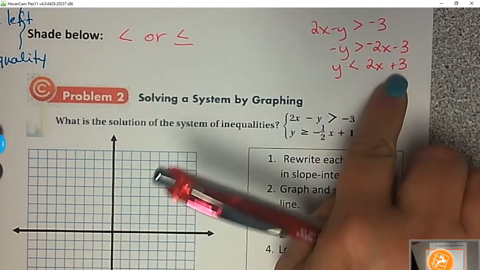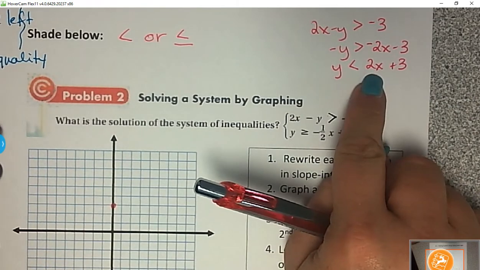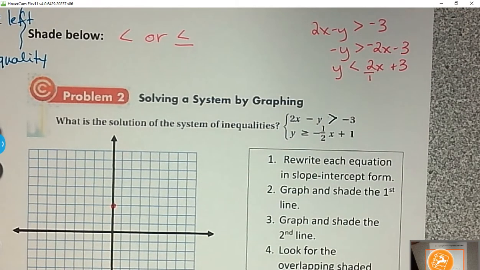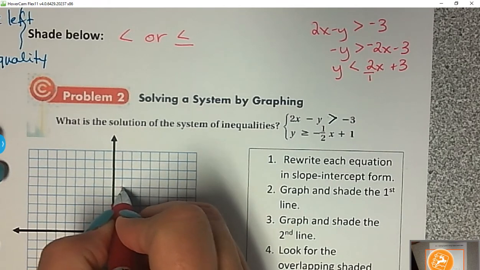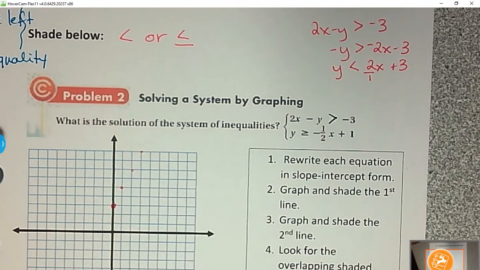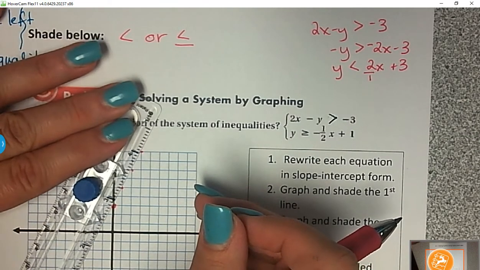So my y-intercept is 3, so I start at 3. My slope is the number in front of x, which is 2. Remember, slope's always a fraction, so it's 2 over 1. So from that y-intercept, I'm going to go up 2 and right 1 several times. Is this going to be a solid or a dotted line? Dotted because it does not say equal to.